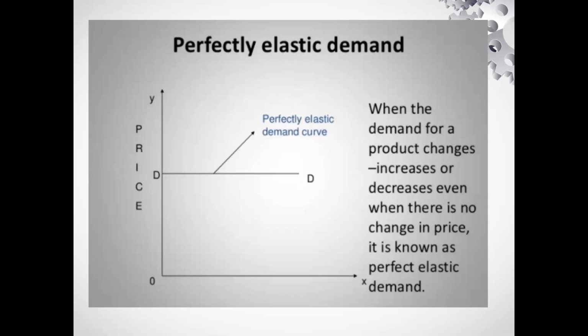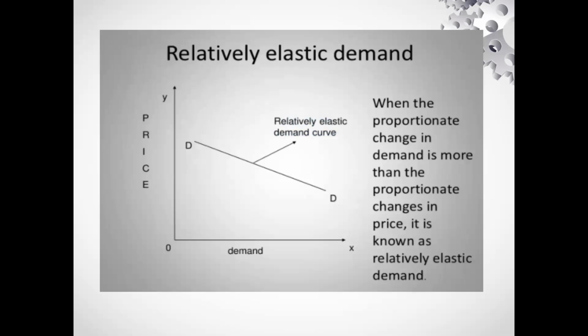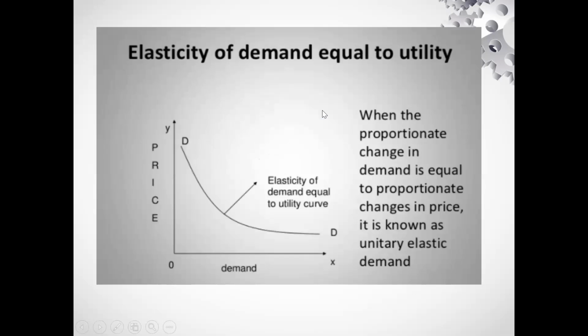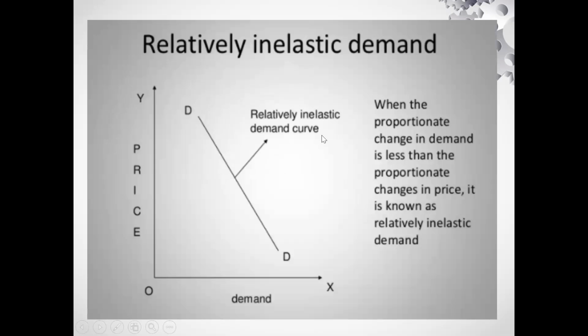See, this perfectly elastic demand is a straight line. Then relatively elastic demand is not straight, but a little bit slanted, a small change, a little bit. But in the case of unitary elasticity, it is slowly going down gradually. But in the case of relatively inelastic, where I could not bear this change, it is too steep. It suddenly comes down. That is called relatively inelastic demand.